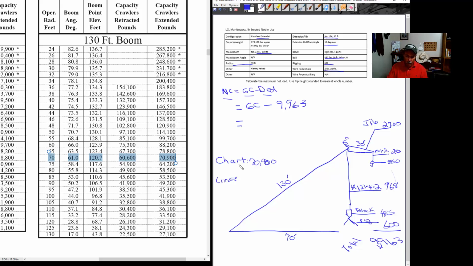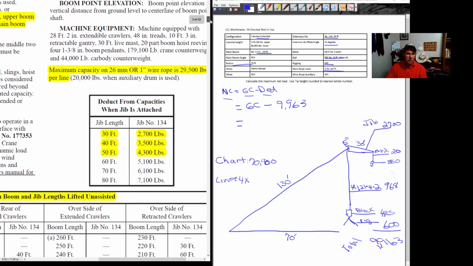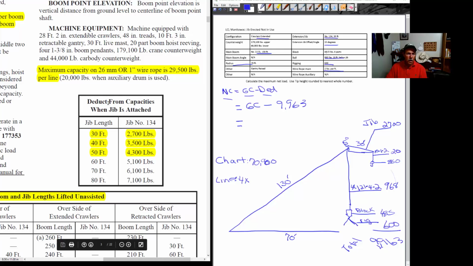But we need to find the line capacity. We have 4 parts line. So every part has a strength rating. We need to find that strength rating. That is in the load chart document right here. Maximum capacity, wire rope, 29,500 pounds. That's for one part.